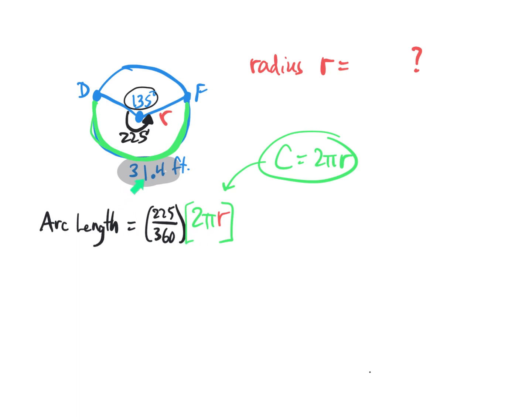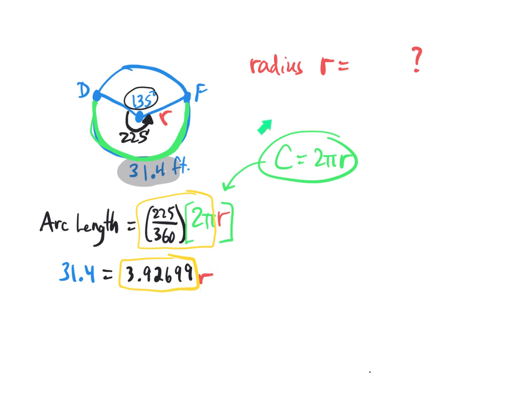And we know that the arc length is 31.4. So 31.4 is equal to, and let's go ahead and calculate 225 divided by 360 times 2 times pi to get a value for this yellow box, which is multiplied by radius. It's equal to approximately 3.92699.